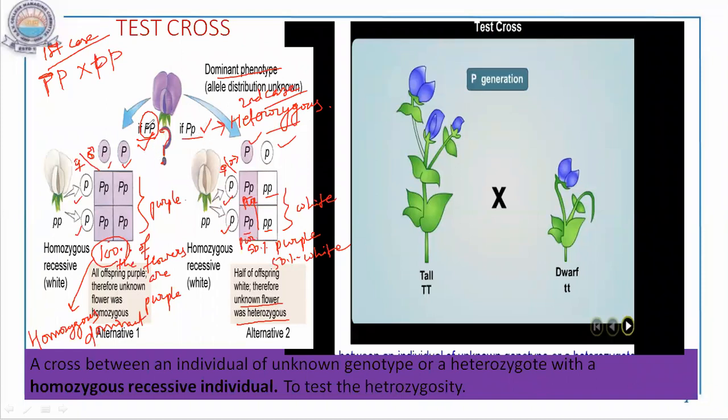Assumption, I'm taking one to be homozygous dominant. When I'm crossing it with the recessive parent, I see that all my flowers are purple. Since all are purple, I come to the conclusion that it should be a homozygous dominant parent. When I get half of the offspring to be white and half to be purple, then I will say that this unknown genotype of the parent is heterozygous. So these two alternatives, or these two cases, are done in a test cross. Did you get my point?